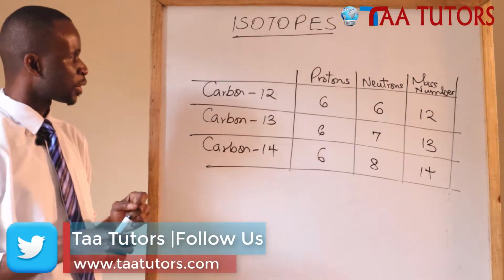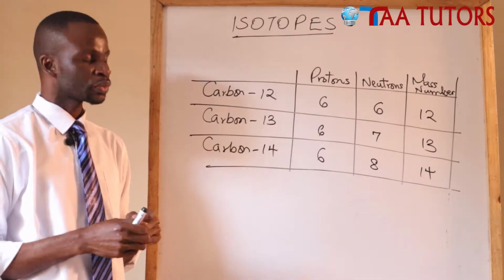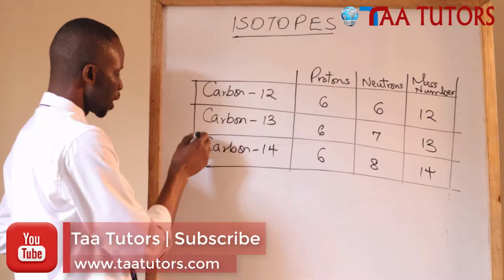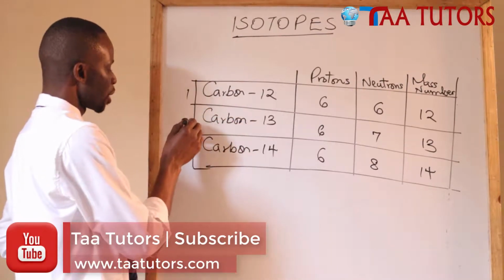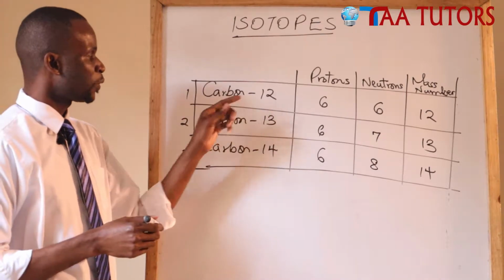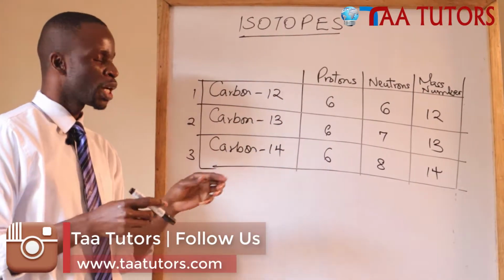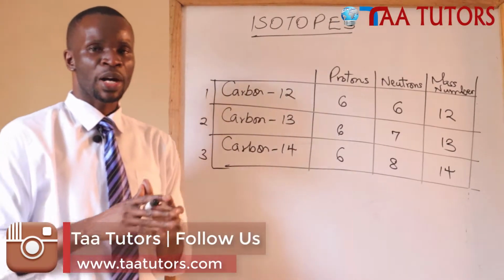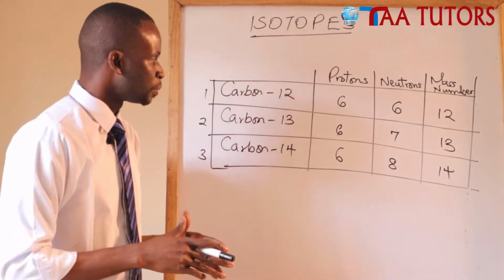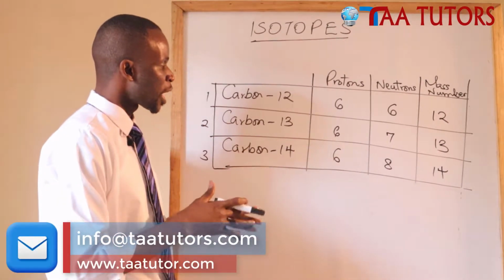So we can say that these atoms of carbon are called isotopes. Number 1, 2, and 3. This is carbon 12, carbon 13, carbon 14, and 12, 13, and 14 are used to indicate the mass numbers. So these three carbon atoms are called isotopes.